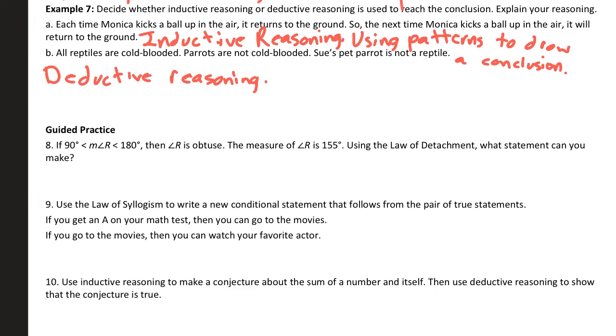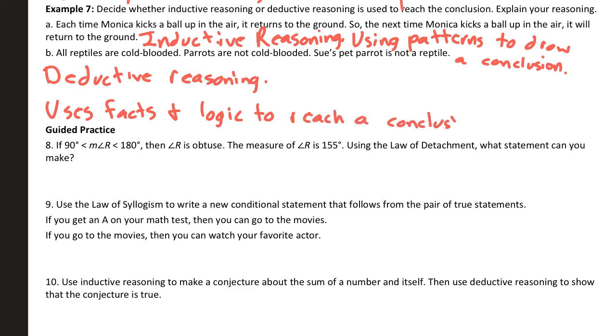And the reason that's deductive reasoning, we're using facts about animals and laws of logic. So this uses facts and logic to reach our conclusion, right? So basically you're looking at these two statements. All reptiles are cold-blooded. Her parrot is not cold-blooded. Well, then her parrot can't be a reptile because it's not cold-blooded. That's logic. That's a fact. So we're using deductive reasoning there.